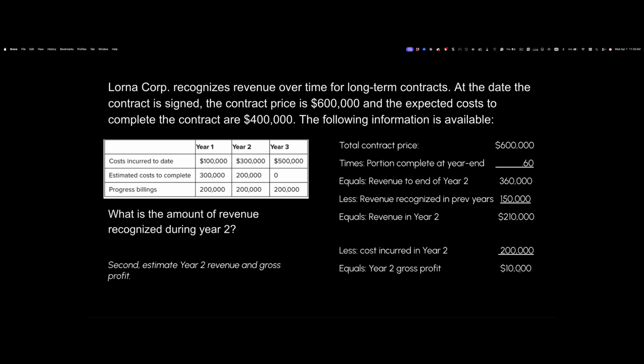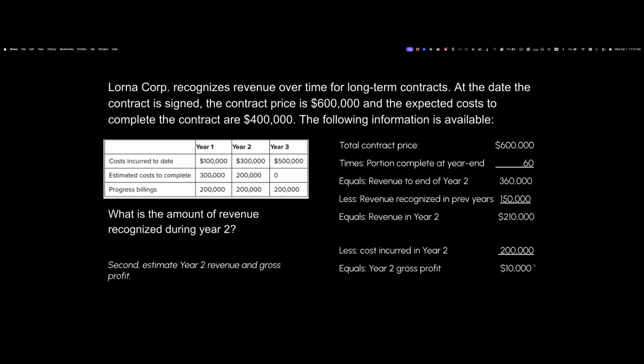So based on that, we take the contract price of $600,000 times 60%, which is $360,000, and we subtract the revenue we recognized in year one, $150,000, and that gives us the additional revenue to recognize in year two, $210,000. Less the cost that was incurred in year two, that is the $300,000 cost incurred to date minus last year's, or $200,000, and we have gross profit of $10,000. So in year two, we have $210,000 of revenue and $10,000 of gross profit.